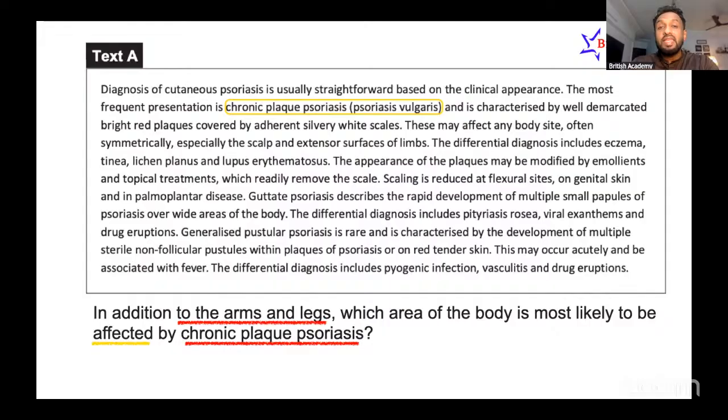My question is, in addition to arms and legs, can you read this? These may affect any body side, often symmetrically, especially the scalp and extensor surfaces of limbs. What do you mean by limb? Limb can be upper limb and lower limb. Limbs are arms and legs, upper limb and lower limb. So upper limb and lower limb was over here, that is extensor surfaces of limbs, which is the third part, that is scalp. So the answer is scalp.